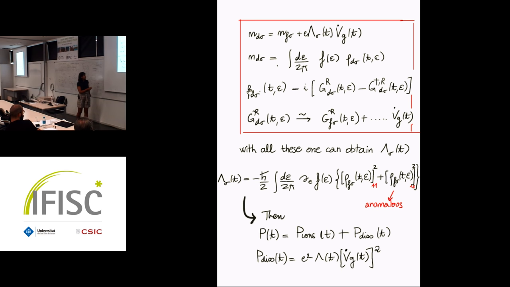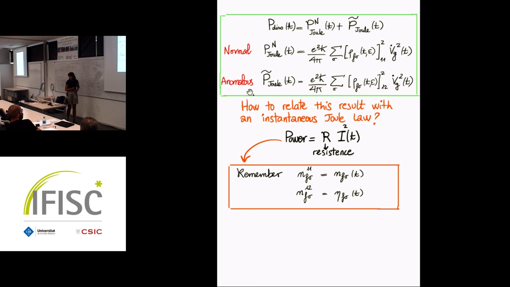So then the power, the dissipated power for our system, is composed of two terms. One is given by the dissipation from the, let's say, the normal part, and the other one is from the anomalous part. So then we can split in these two terms, the normal density of state, the electronic part. So it's the first element in this matrix, and the other one is the off-diagonal element in that matrix, which gives you this kind of anomalous Joule dissipating heating.